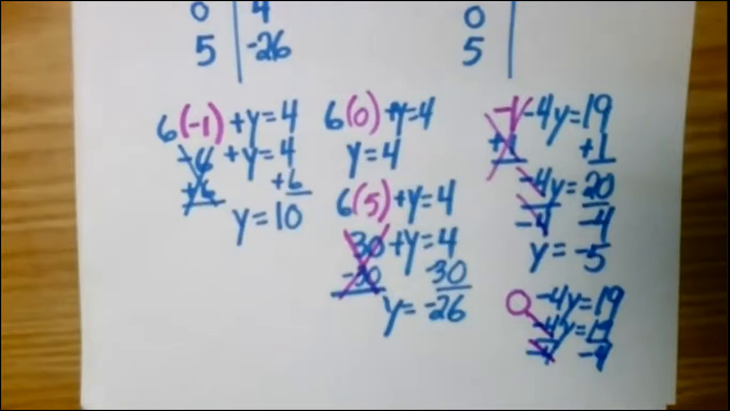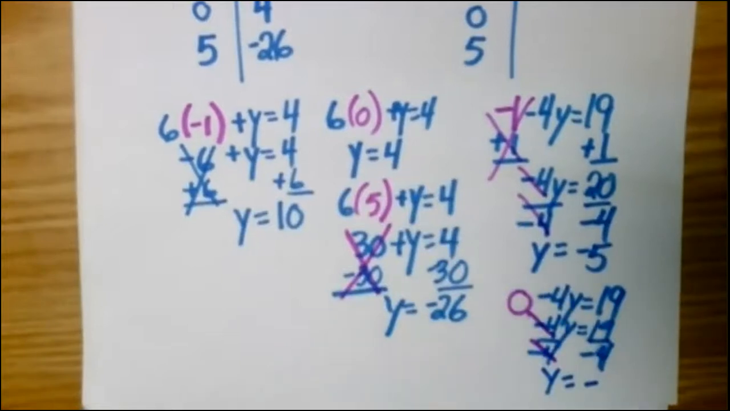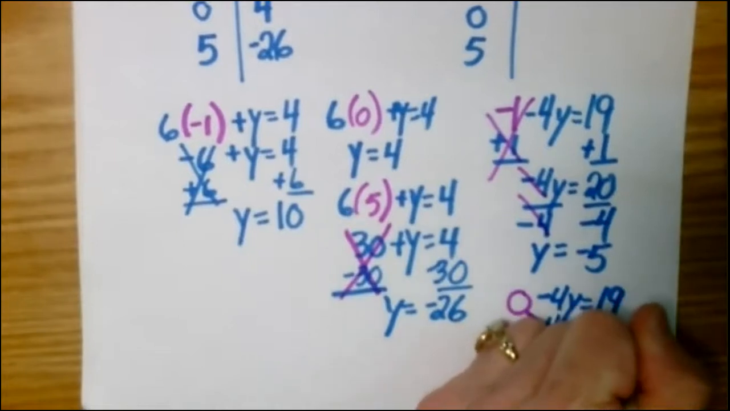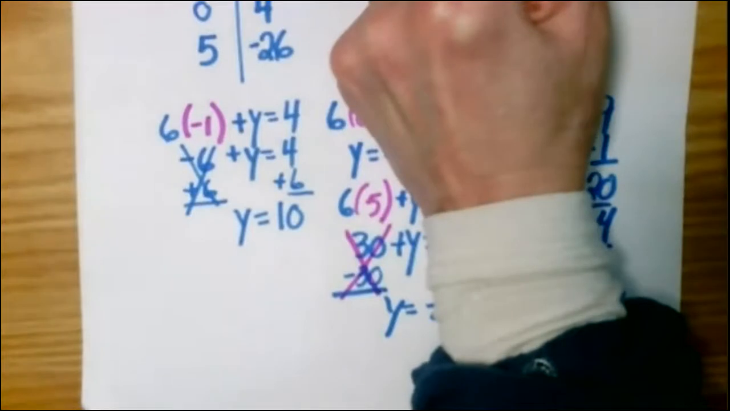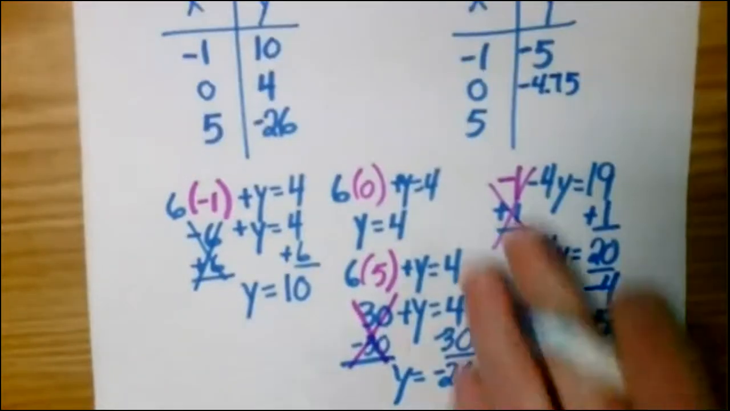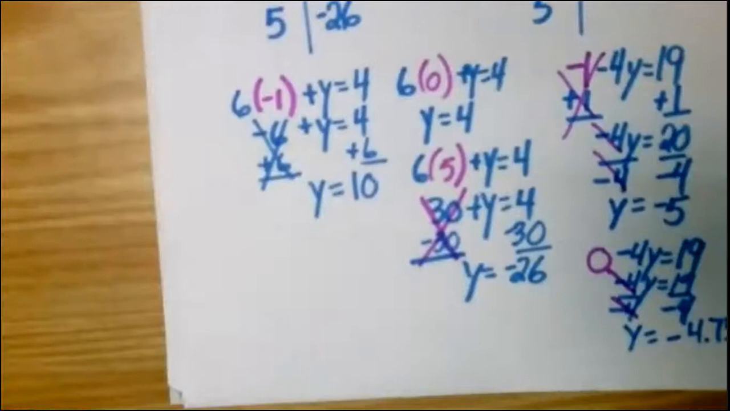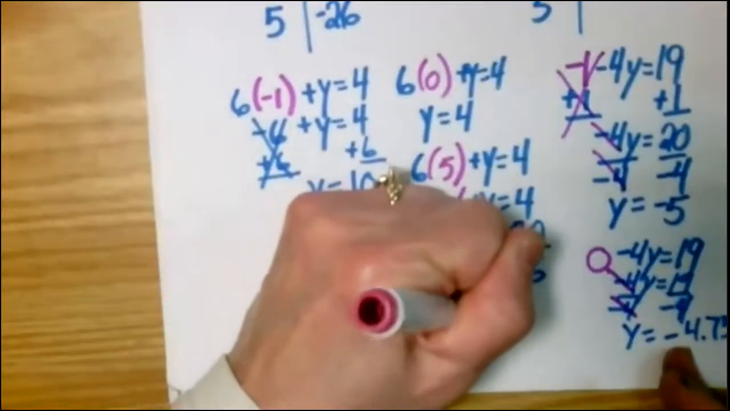I'm left with y equaling negative 19 divided by 4, which is negative 4.75. So negative 4.75 is going up in the chart. The last one I want to plug in is 5. So I'll find a spot on my paper here.